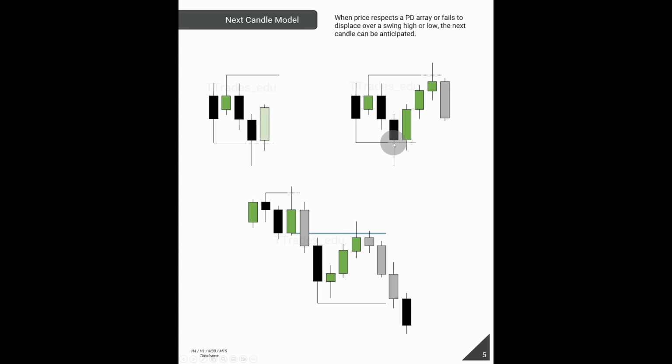So for example, when this candle failed to displace out this range, we get a move higher on the next candle, and that continues to the next swing point in the market. Here, we can't displace out of this range, so I could anticipate price moving back into the range on the next candle. We fail to displace out this range, close back in, I can anticipate the next candle moving lower. Or, when price respects a PD array, I can anticipate the next candle moving lower to our draw on liquidity. So let's get into the charts.